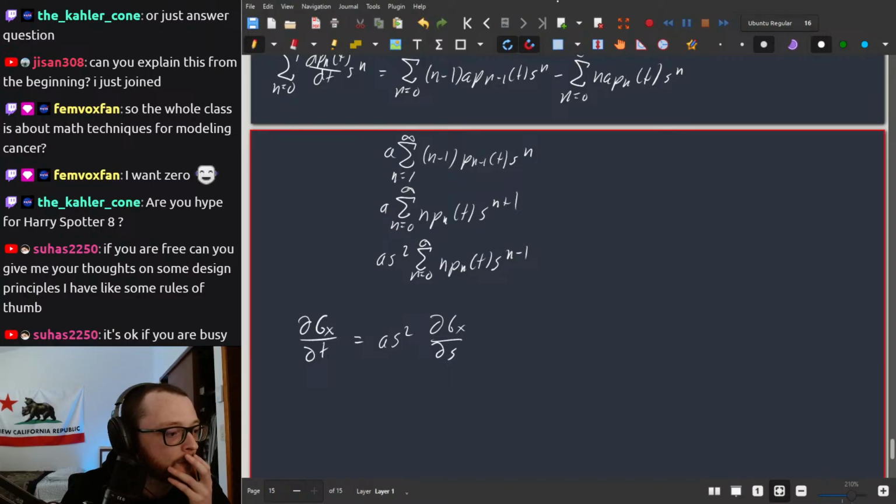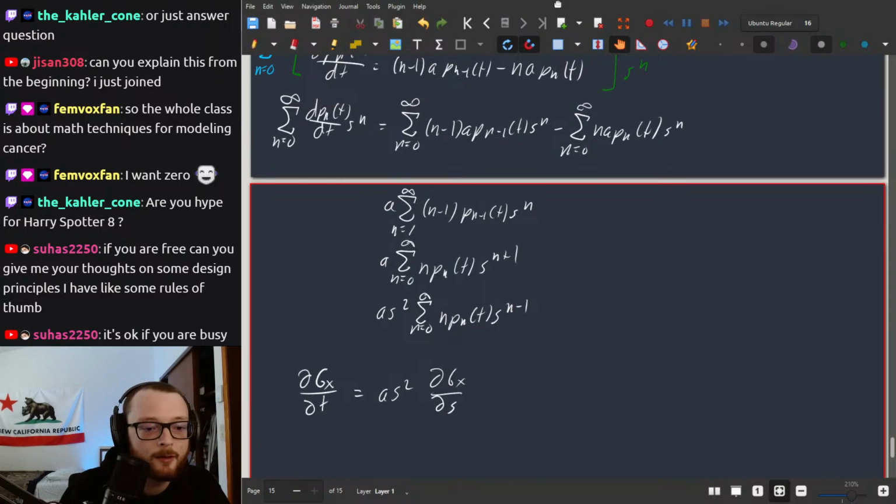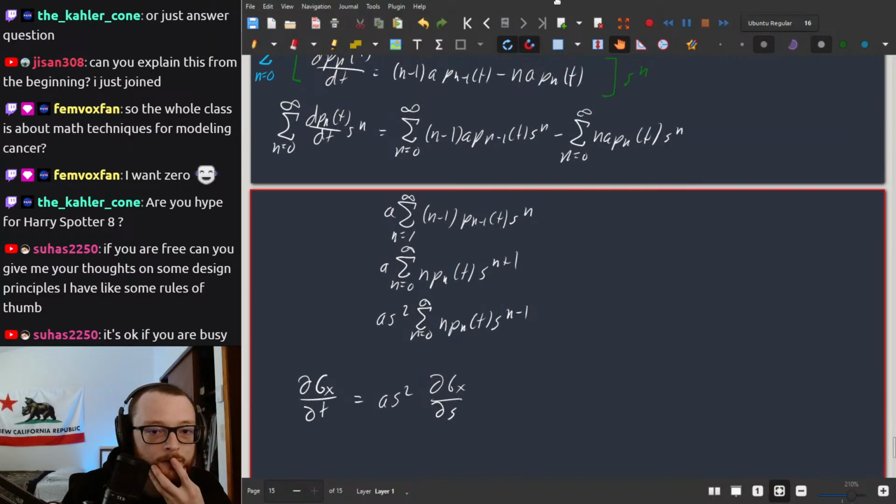Suhas, if you are free, can you give me your thoughts on some design principles? I have rules of thumb. You can try me. I want to get through this little explanation. I'm almost at the end of it though.